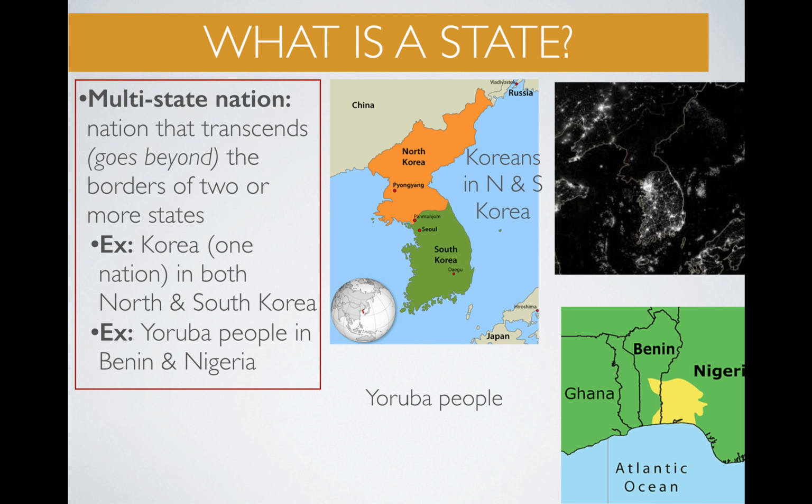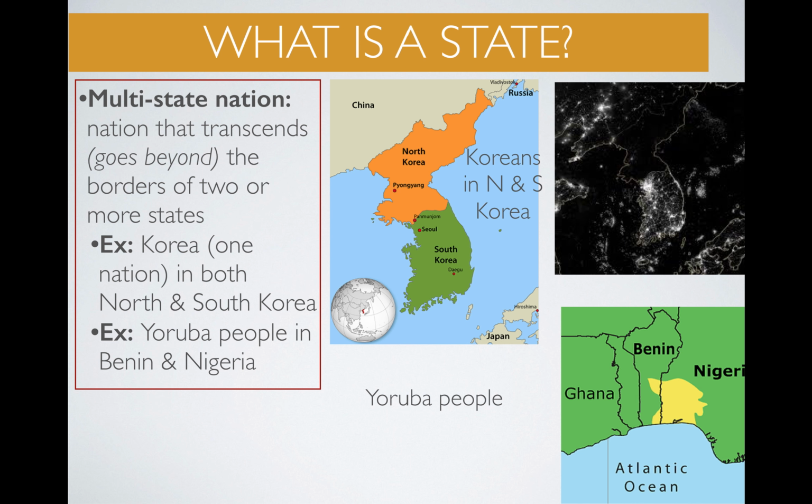Now, to make it even more confusing, let's flip those two terms. There's also what's called a multi-state nation. So this is a nation, a culture group, that transcends, that means goes beyond, the borders of two or more states. In other words, it's a nation, that culture group of people, that exists in multiple different states, different countries.